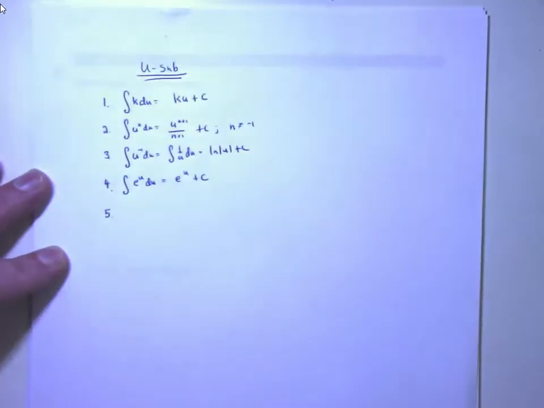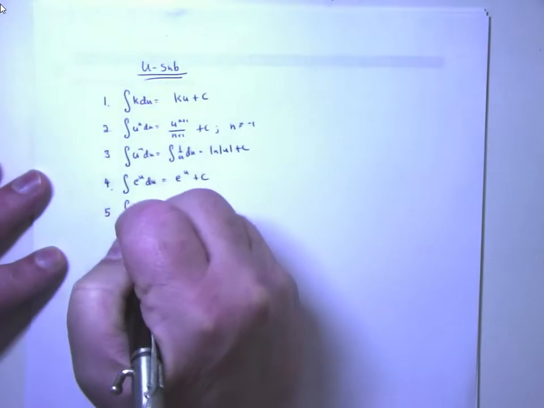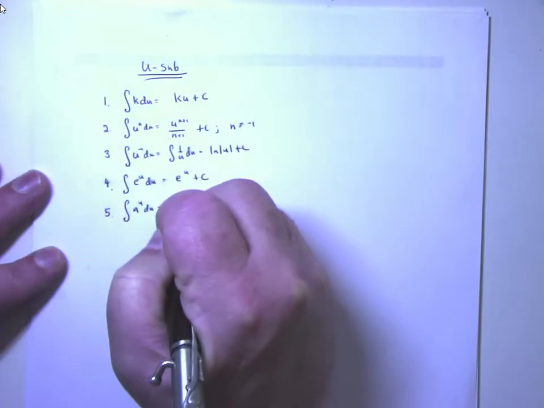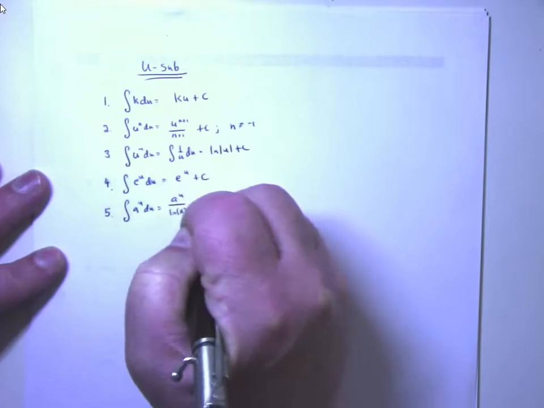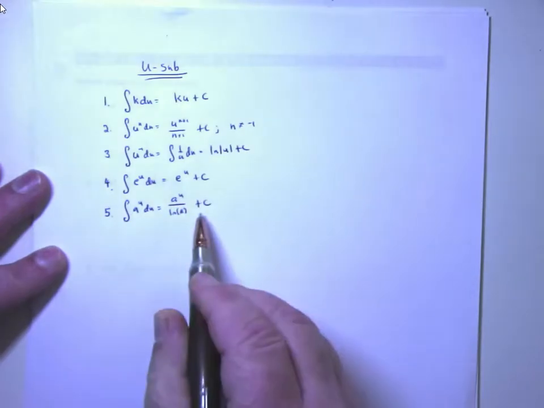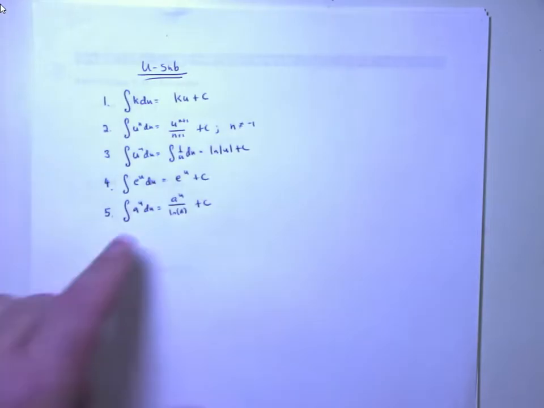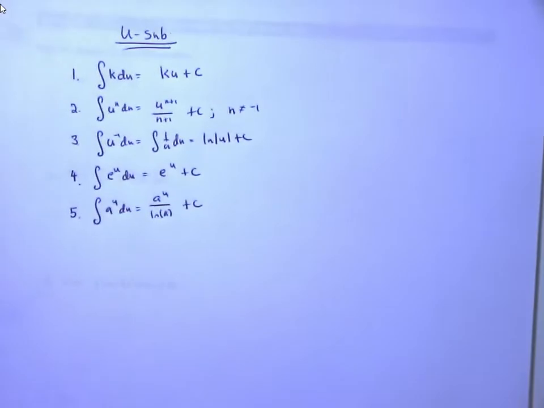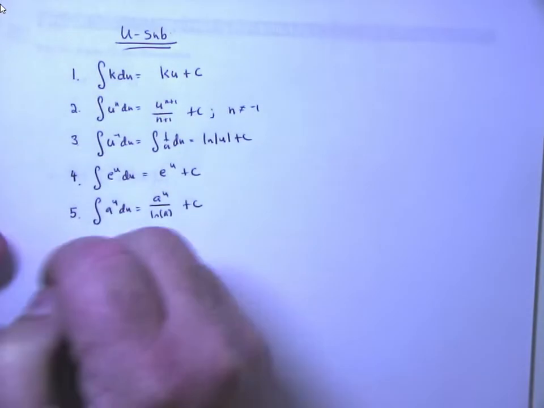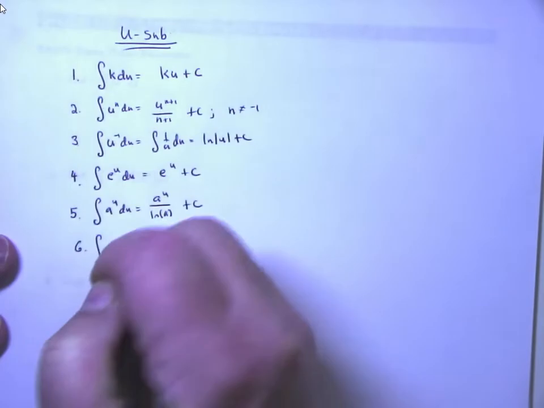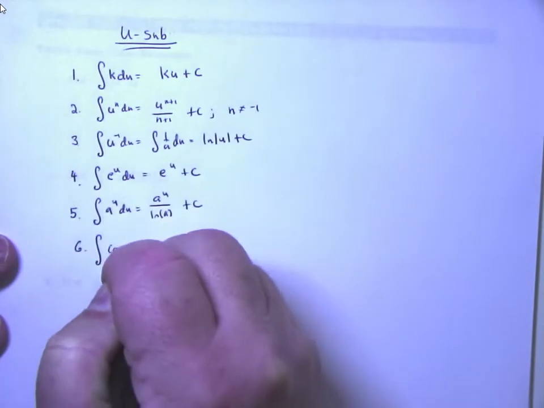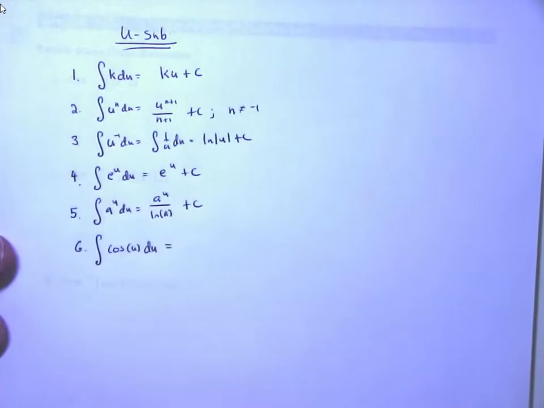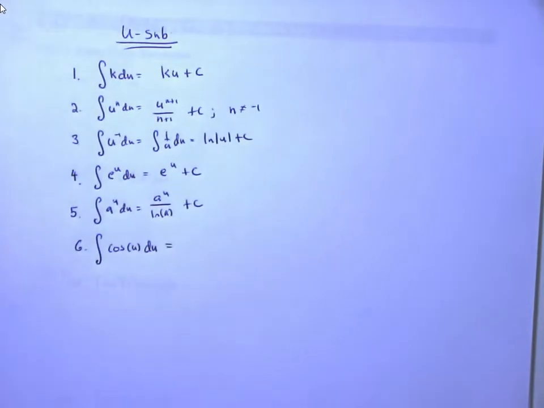Rule number 5, the integral of a to the u du is equal to a to the u divided by the natural log of a plus c. It's the same exponential, but if you don't have that famous e, 2.718 number, if you have another base, you have to divide by the natural log of a to adjust for it. Rule number 6. What is the integral of the cosine of u du? I have a question for you, because either you know it or you have to take the class again next semester. Let's go for it. What is the integral of the cosine of u du?